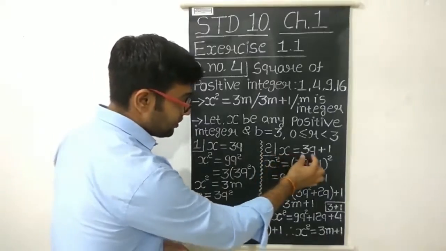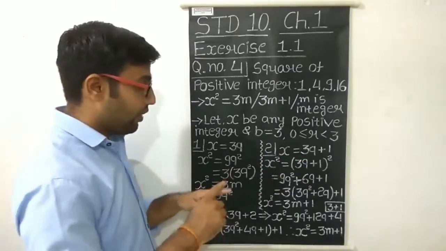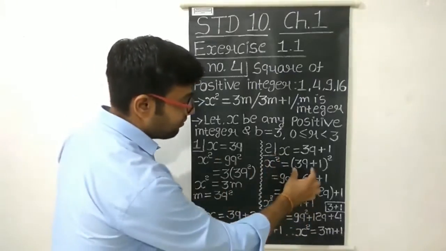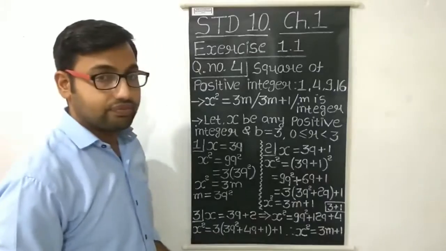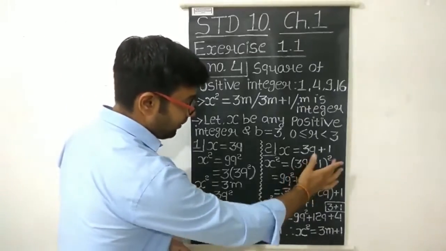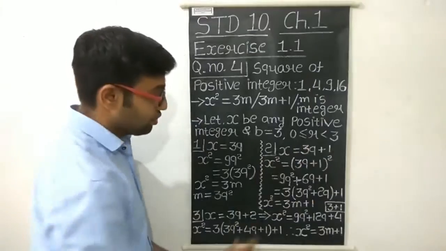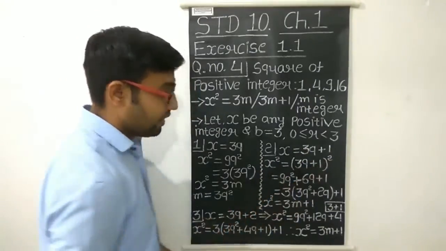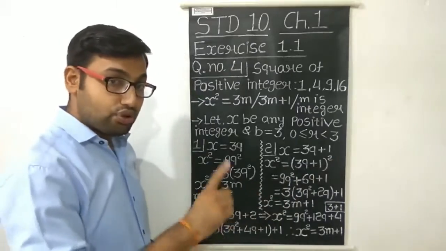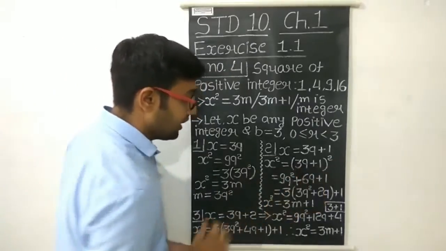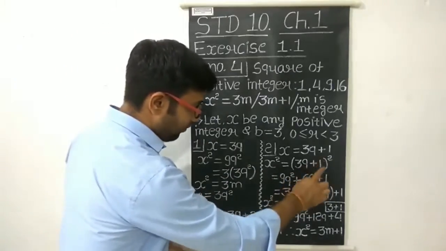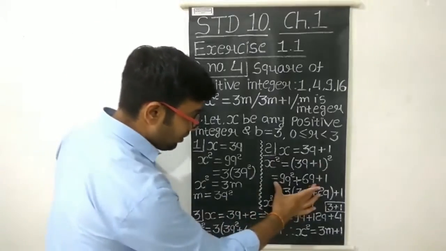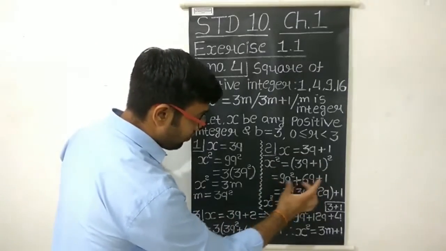Second case is x is equal to 3q plus 1. Now applying the square both sides, here we will get x square, and on the right-hand side we will get 3q plus 1 whole square. Now we have to apply the identity, because the whole bracket square is there. So the square of the first term is 9q square. Middle term will be 2 into first term into second term, that is we get 6q, and the square of the second term is 1. 1 square is 1.